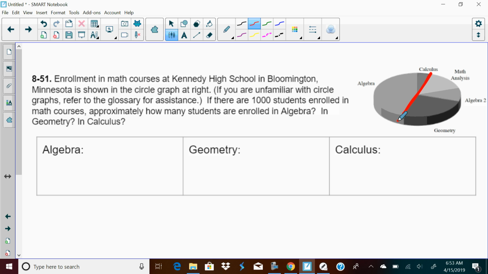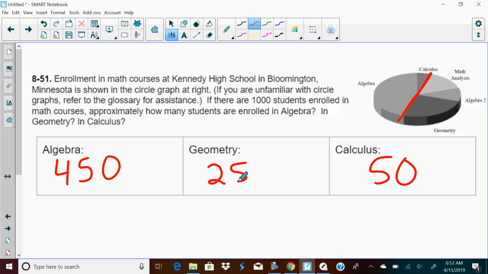So I would say algebra is about 450, which means calculus 50, because together they would be 500. And geometry looks like it's a quarter, so I would say it's about 250.